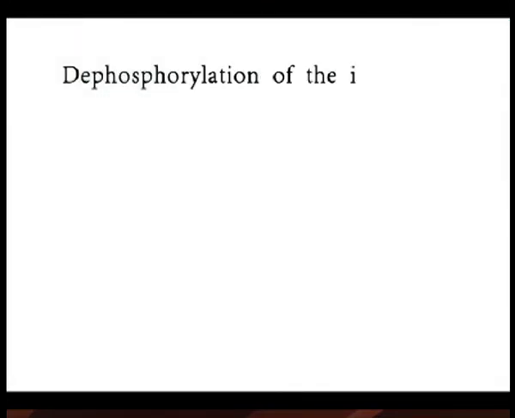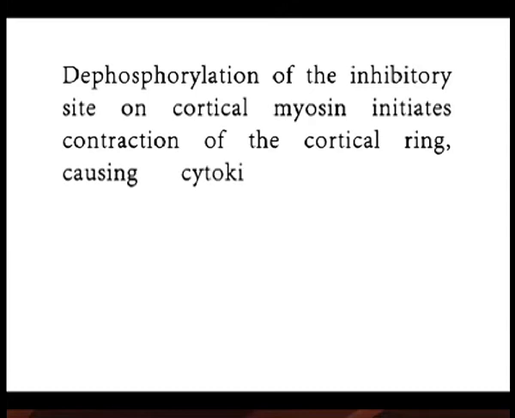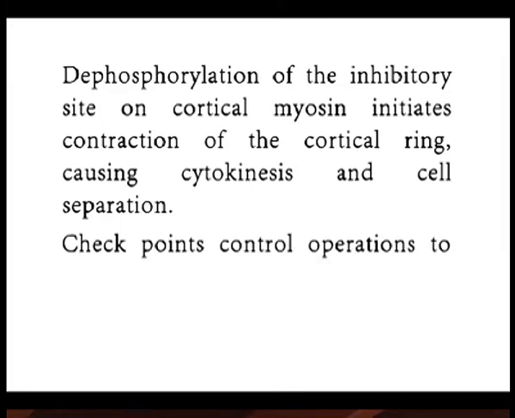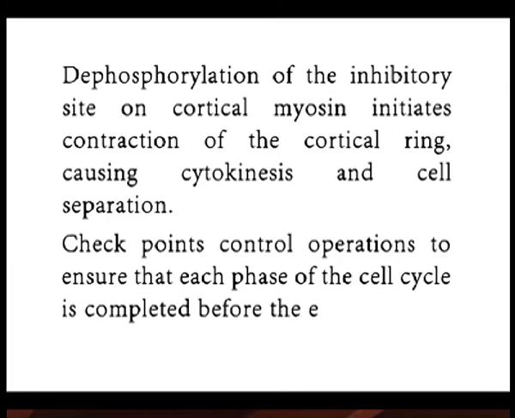Finally, dephosphorylation of the inhibitory site on cortical myosin initiates contraction of the cortical ring, causing cytokinesis and cell separation. Checkpoints control operations to ensure that each phase of the cell cycle is completed before the ensuing phase begins.